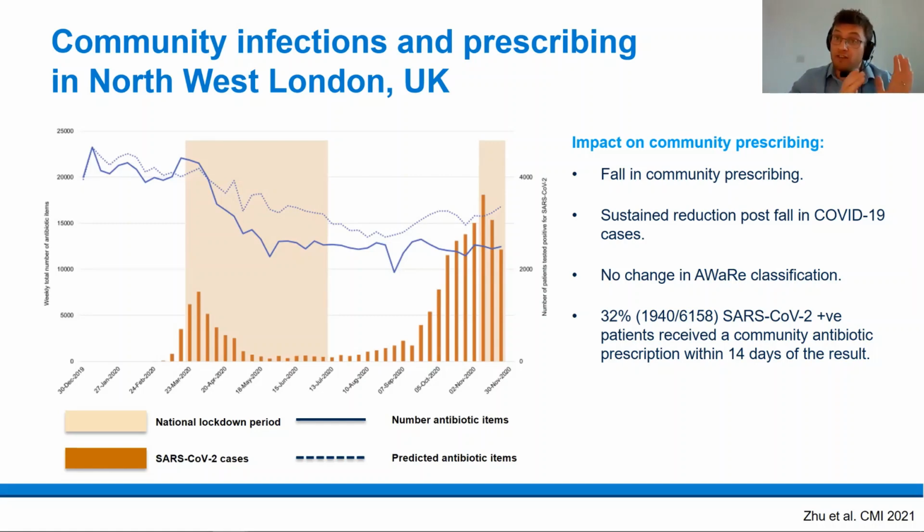Interestingly, during the very early phase of the pandemic in March and April, there was a slight increase in the use of drugs such as co-amoxiclav. But when we look at the classification of drugs being prescribed in terms of the WHO AWaRe classification, actually there was no change in the number of Access drugs being prescribed compared to Watch, for example. But I think the thing that I find quite interesting from this data is that despite about 6,000 positive SARS-CoV-2 tests within the community during this time period, about 1 in 3 of those patients still received an antibiotic prescription within about 14 days of the result of this test. And that's something we'll come back to a little bit later when we think about some of the modifiable drivers of antimicrobial resistance and the potential impact that certain actions and certain practices will have on it in the future.